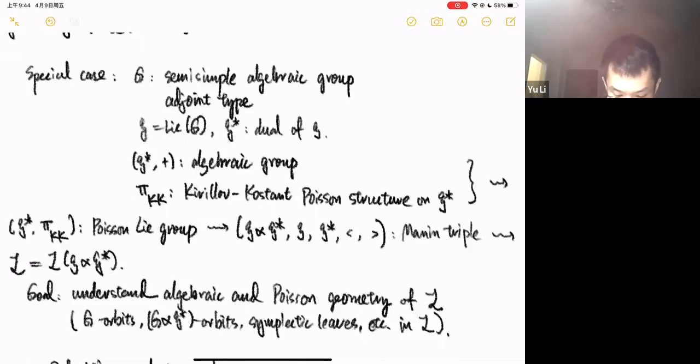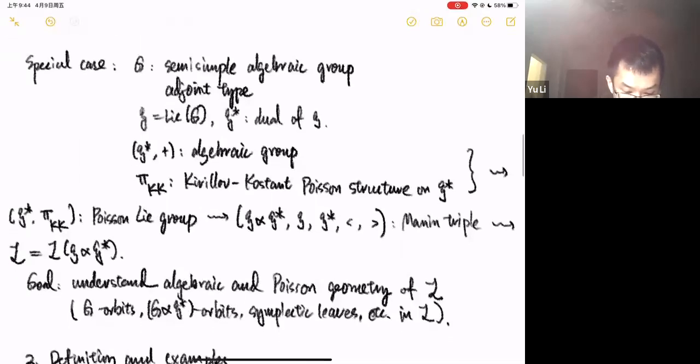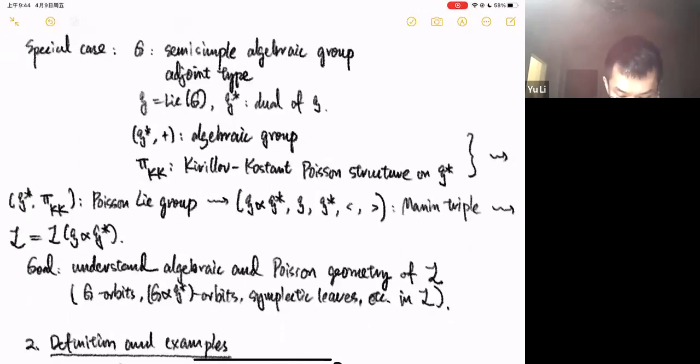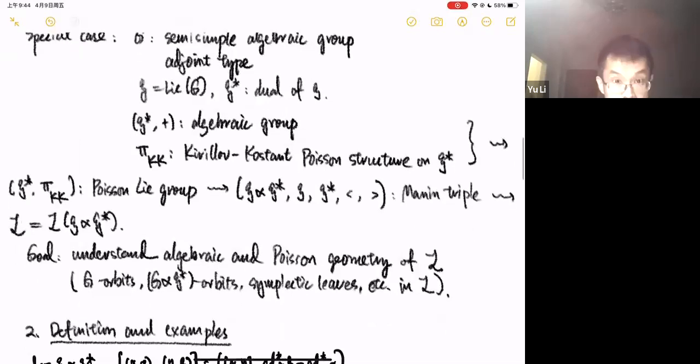For today, I'll be interested in the following special case. Fix a semisimple group G, I'll assume it's of adjoint type, and then g is the Lie algebra of G, g star the dual space, and then g star together with addition is an algebraic group.